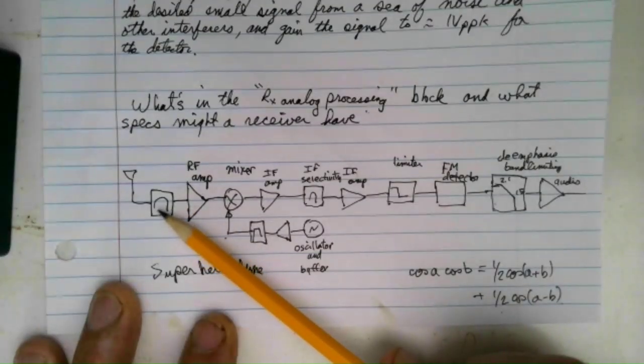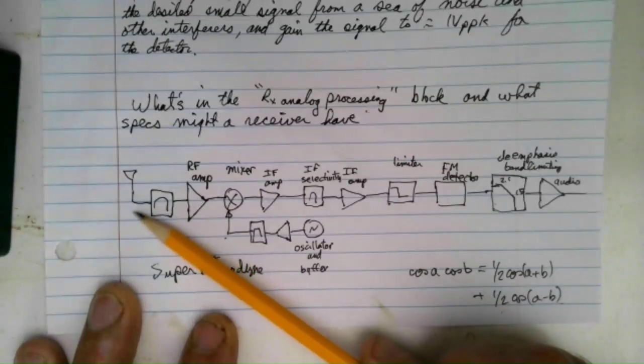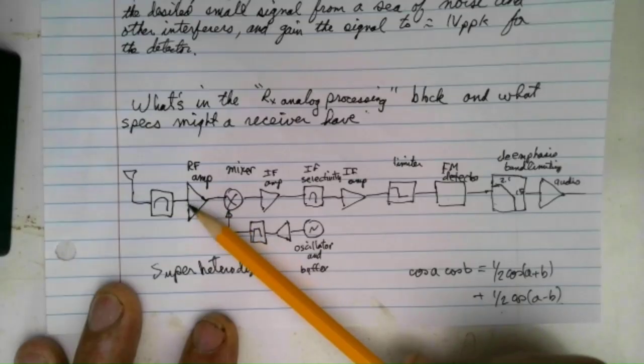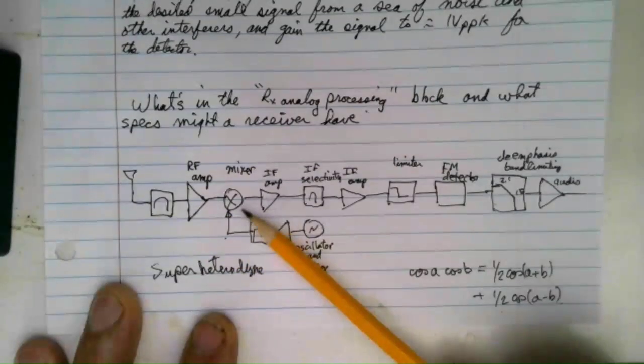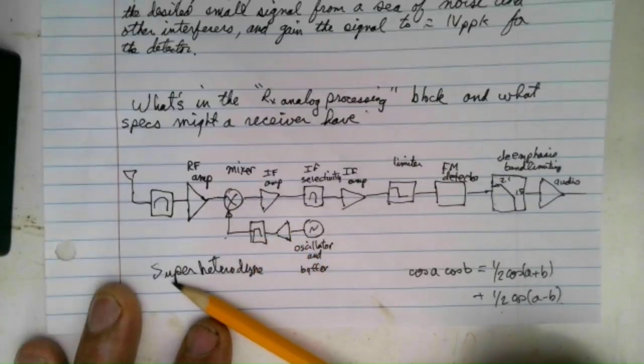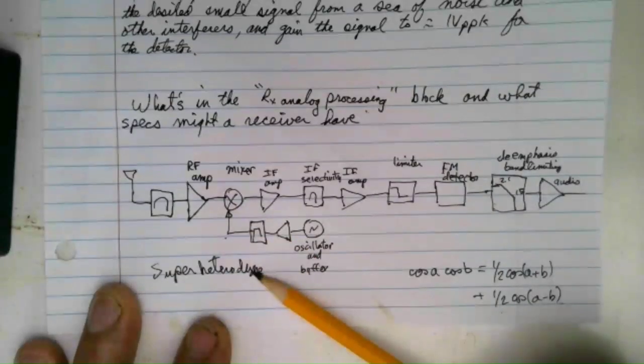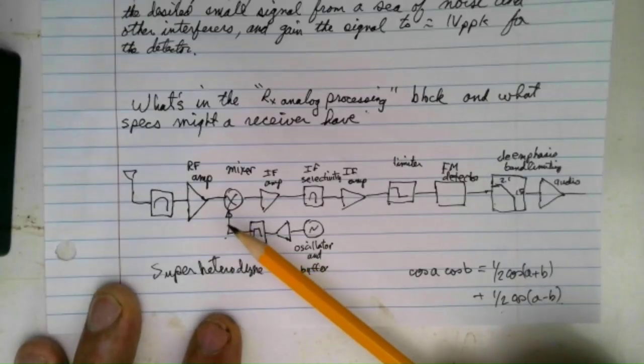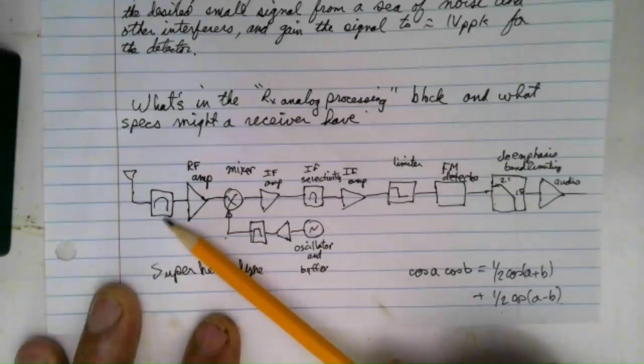Always have some kind of selectivity up front to limit how much garbage you let into your RF amp. All right, an RF amplifier, a mixer, because this is a superheterodyne receiver. We do not try to have this filter with a bandwidth of 180 kilohertz and tune it to the particular radio station. That is virtually impossible to do.